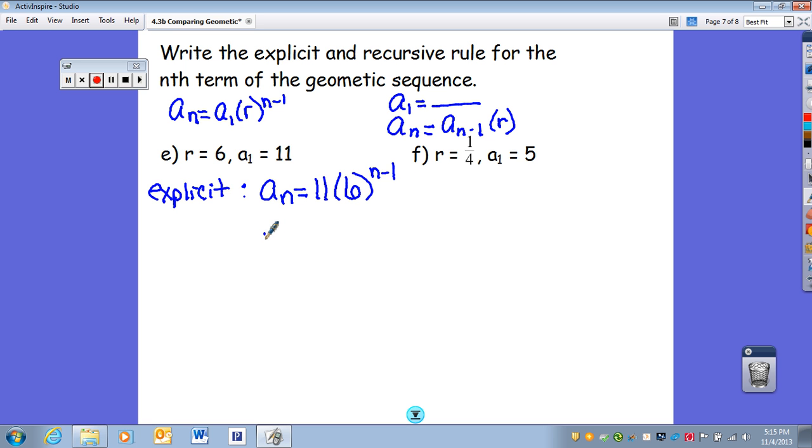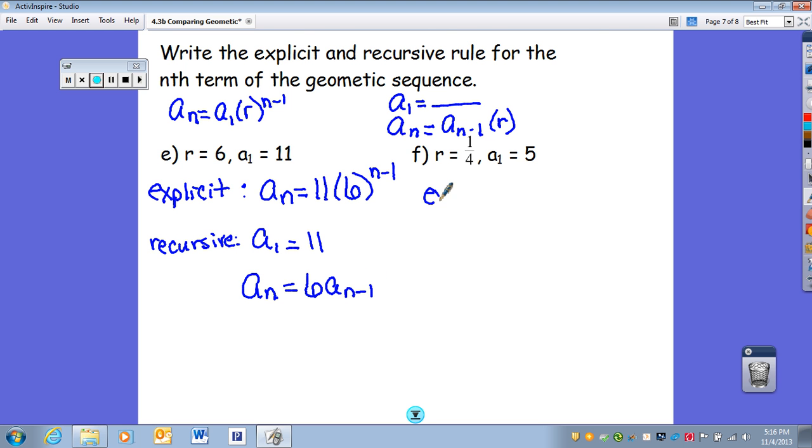So my a sub 1, to get my recursive rule, in this example, my a sub 1 is equal to 11, and then my rule would be a sub n is equal to my previous term times the rate. My rate is 6, and my previous term would be a sub n minus 1.